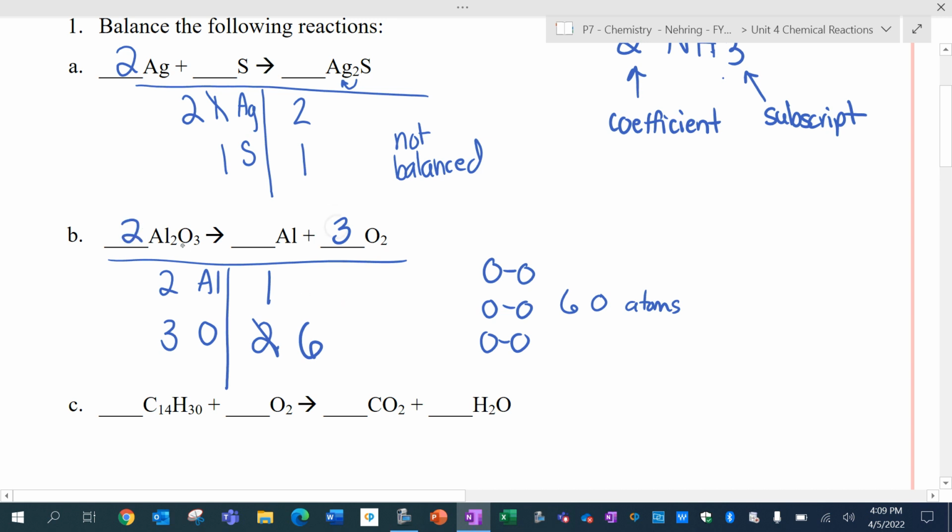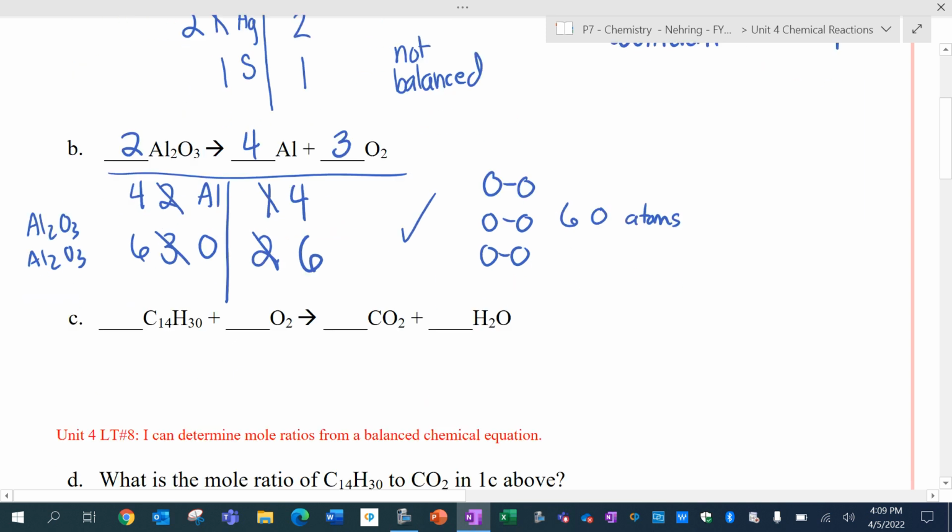That makes it so I've got 2 aluminum oxides. So I've got Al2O3, Al2O3. I've got that twice. So now I've got 6 oxygens. I also have 4 aluminums. So now my aluminums are still not balanced. On the right, I need to also have 4 aluminums, so I can put a coefficient out front. Now I've got 4 aluminums on the right. So yay, that one is balanced. Check. Okay, let's go on to this one.